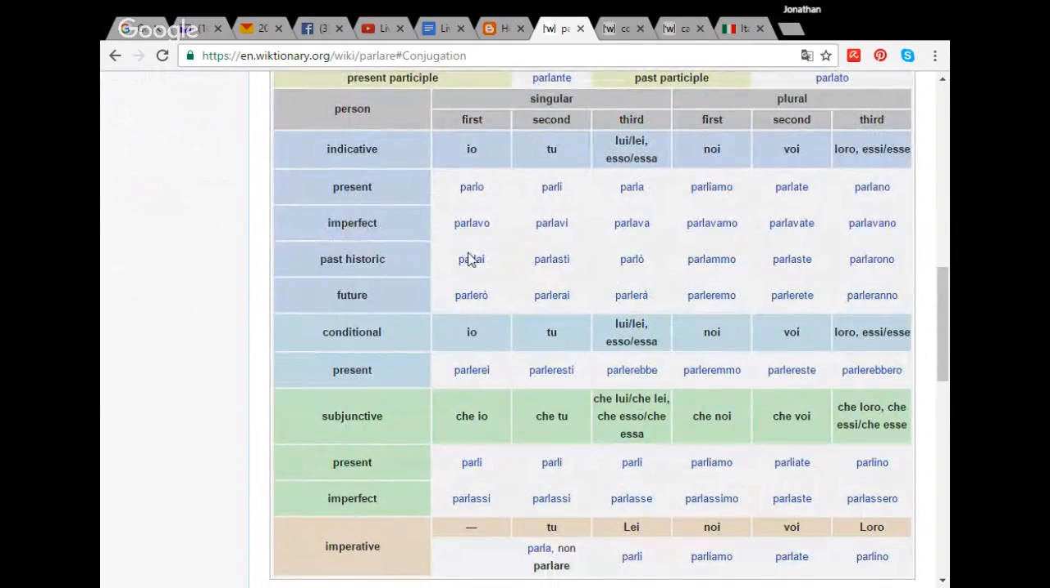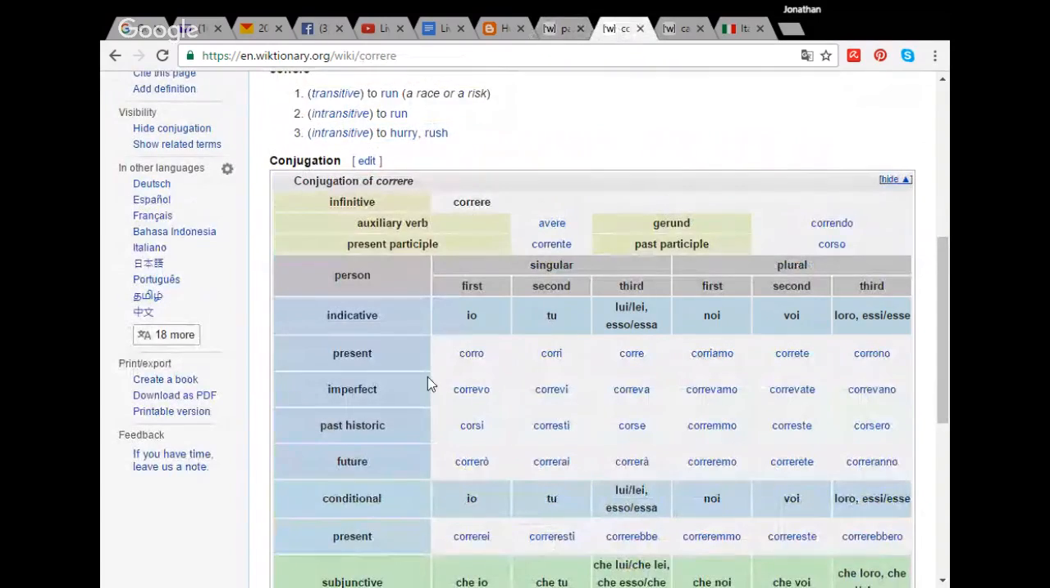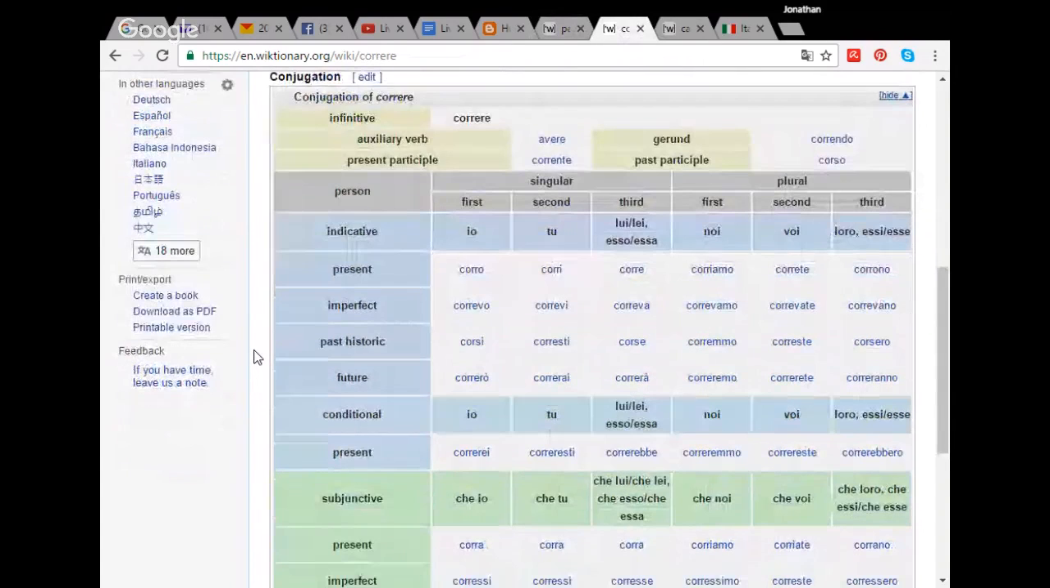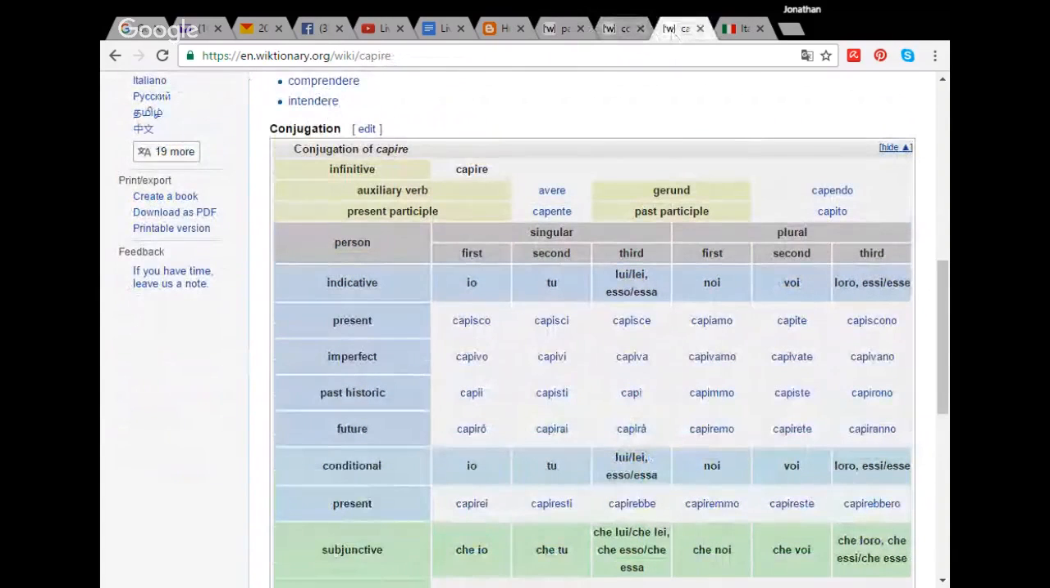But yeah, you do need to start memorizing these little by little and practicing these endings. But these would be for these regular verbs. And here are these other examples for the second group, like correre. You can see those as well on the Wiktionary, and you can compare these also with a third group, capire. You can see this SC inserted in between the root and the ending.